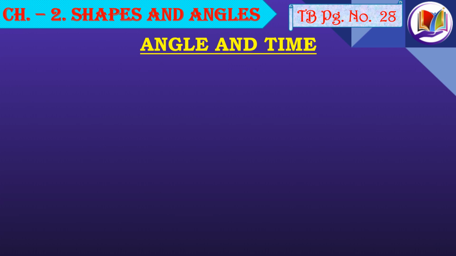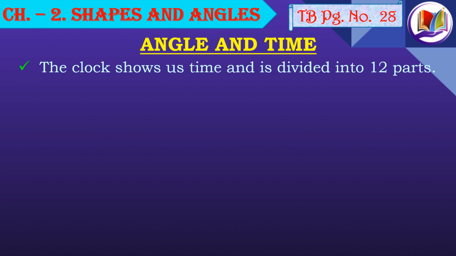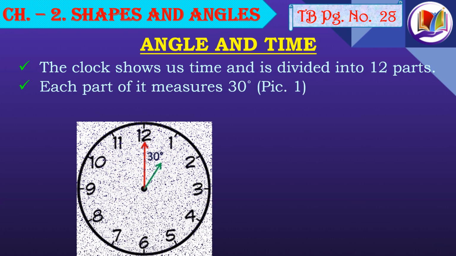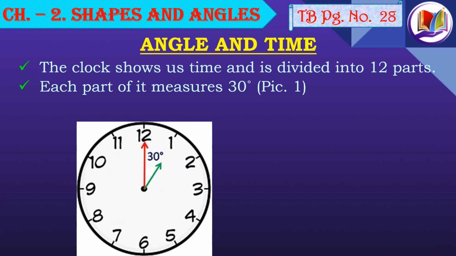Children, in this video, we are going to learn about angle and time, that is, the angle formed by the time on the clock. The clock shows us time and is divided into 12 parts. Each part of it measures 30 degree. You can look at picture number 1. The angle formed between the hour hand in green and the minute hand in red is 30 degree.